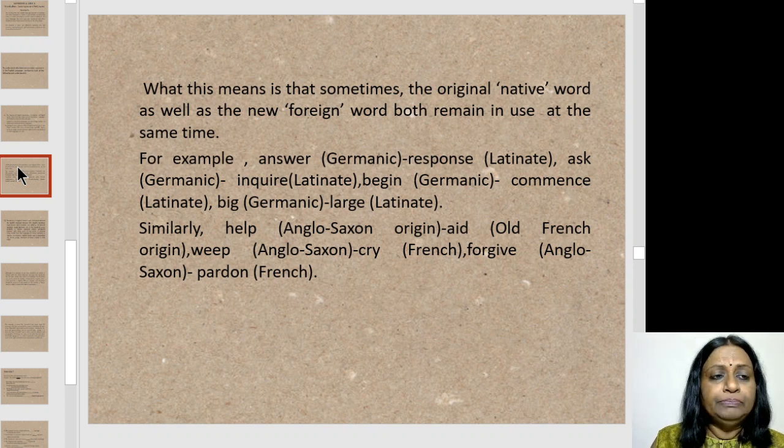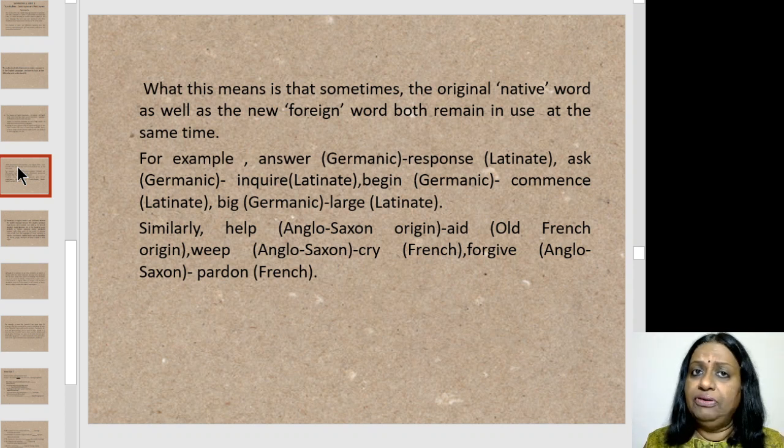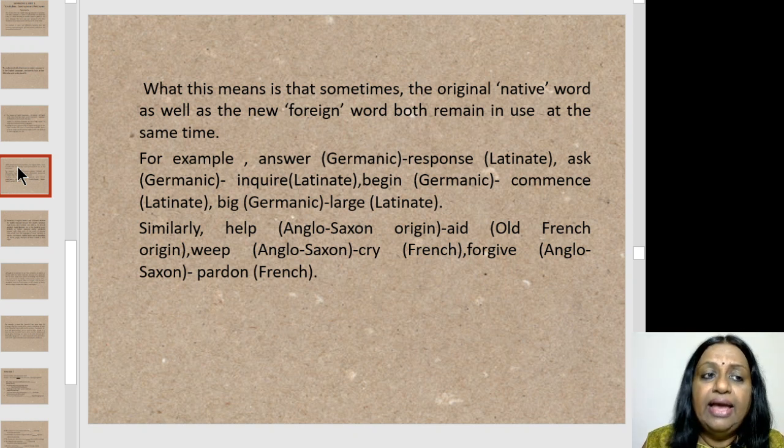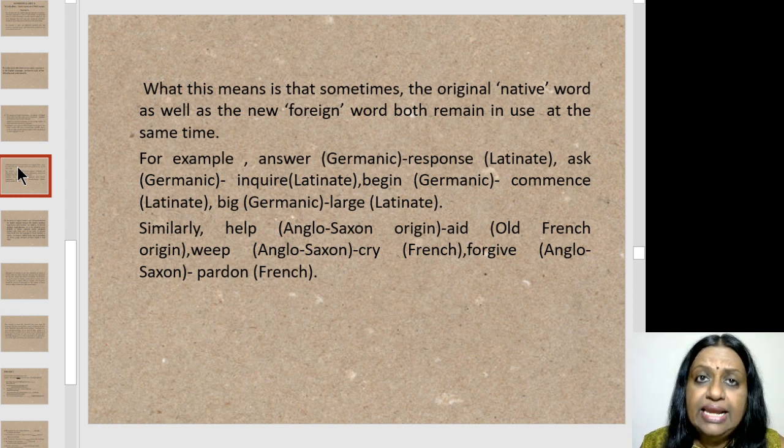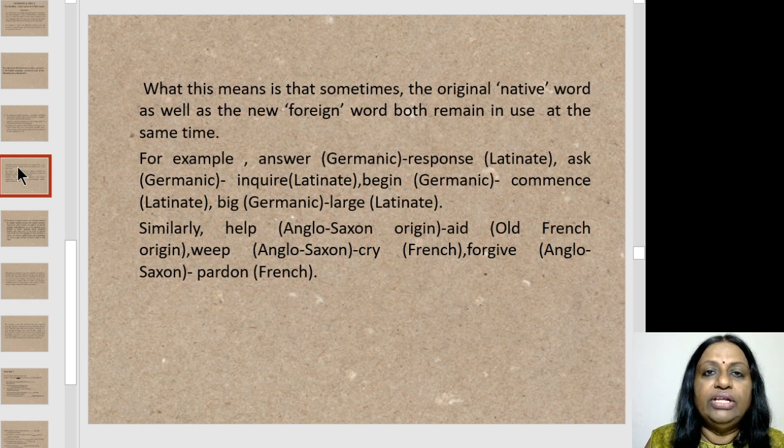For example, answer and response. Answer is of Germanic origin, response is of Latin origin. It's a Latinate word, okay? Ask is Germanic, inquire is Latin, begin is Germanic, commence is of Latin origin. Look at the words big and large, synonyms. They have similar meanings. Big is of Germanic origin and large is of Latin origin.